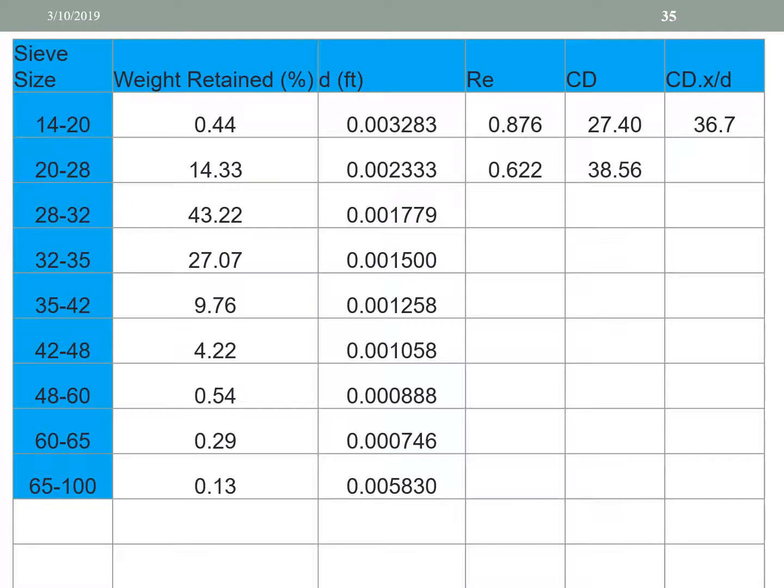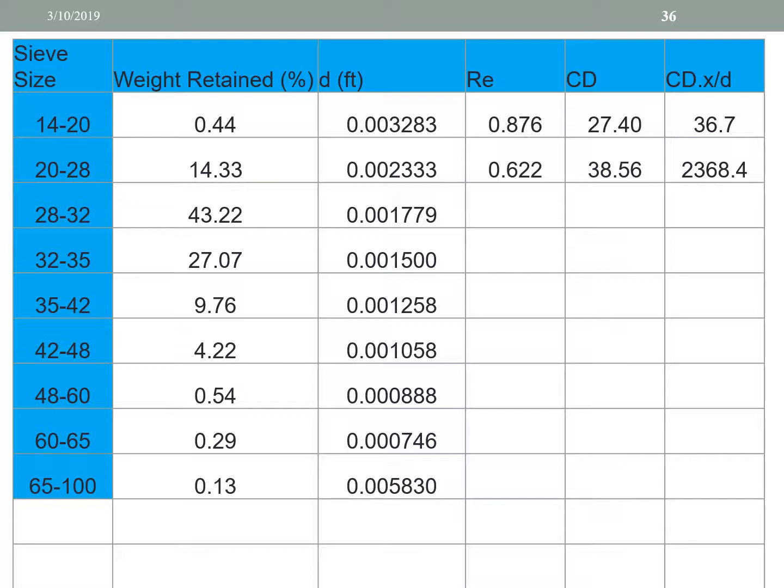Again, the last column is d, which stands for the average diameter, and the average diameter here is given, that's 0.002333. That's in feet. If you calculate, it will be 2368.4. So again, pause your video here. I need you to pause your video and calculate any of these, and after that, play your video.